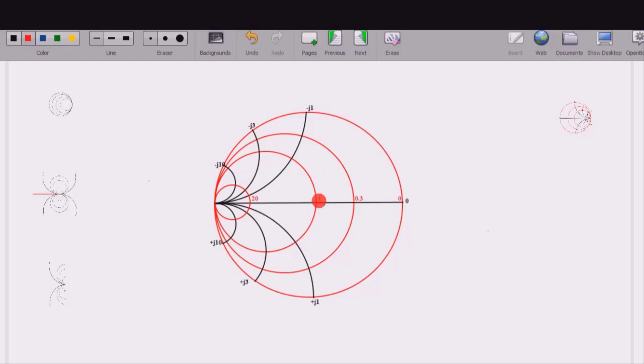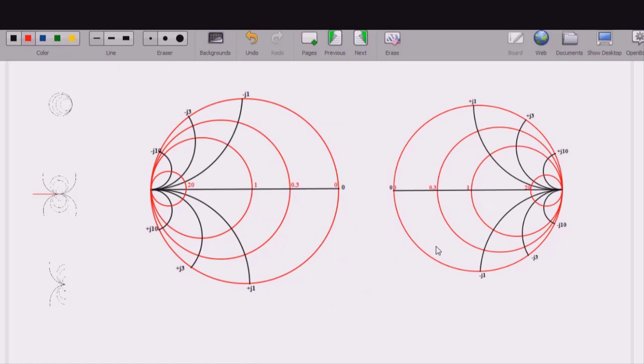As long as you are moving on a particular red circle, it means that the conductance will remain the same, but the susceptance will keep varying. Similarly, if you move on any of these arcs, then the susceptance will remain fixed, but since you are coming across different circles, it means that the conductance will keep varying.